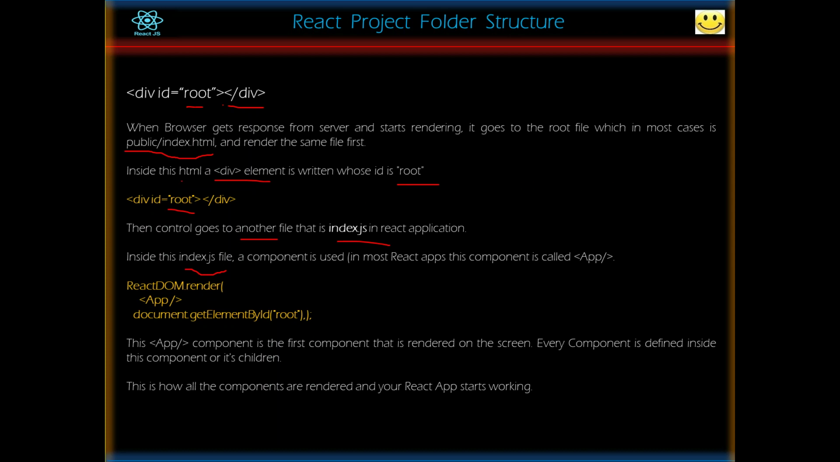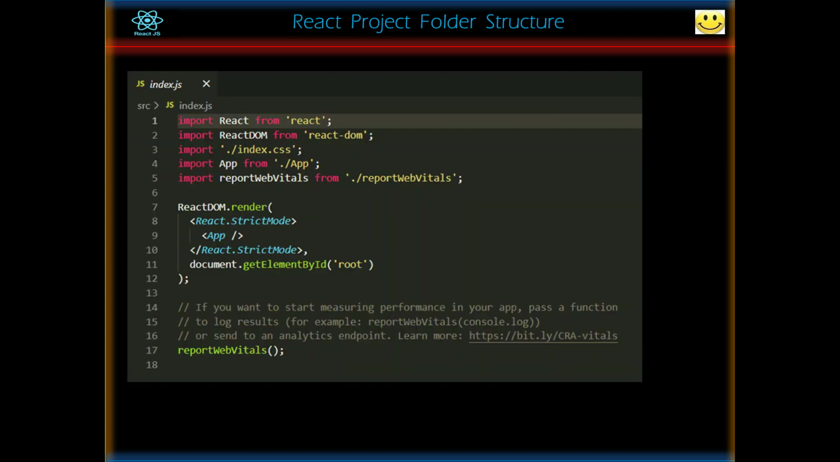In most cases in a React application, this component is the app component. So this is the app component, and this is the root, get element by id root. The app component is the first component that is rendered on the screen. Every component is defined inside the component or its children. This is how all the components are rendered and your React application starts working.